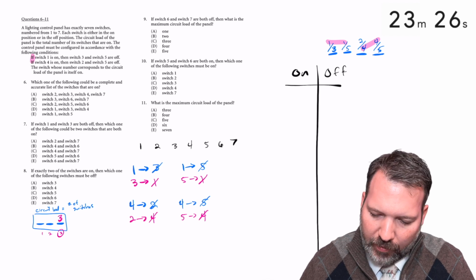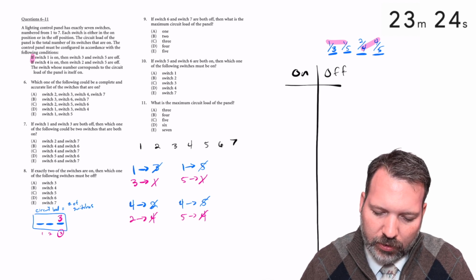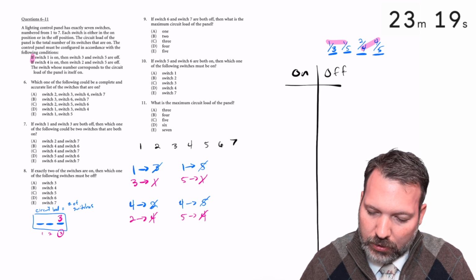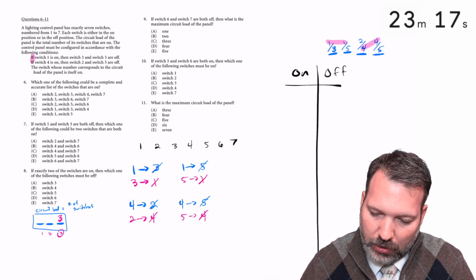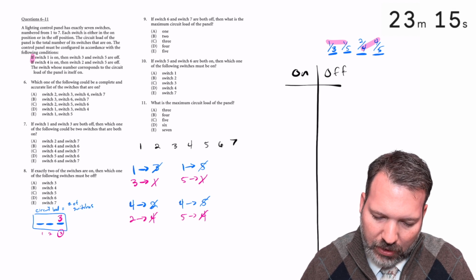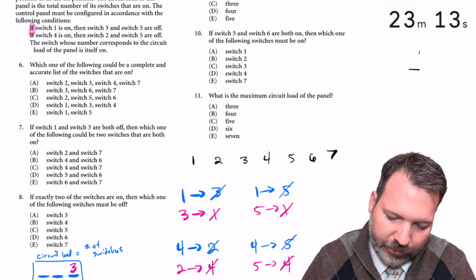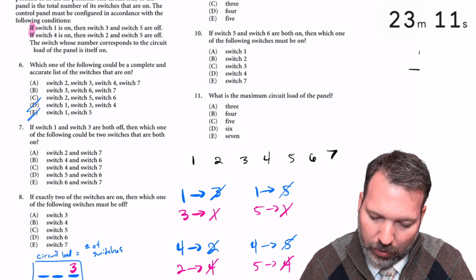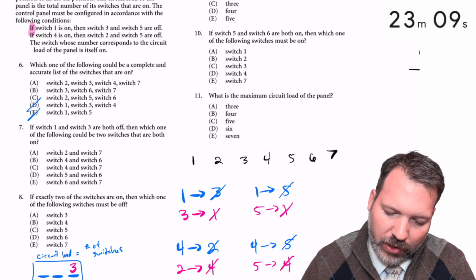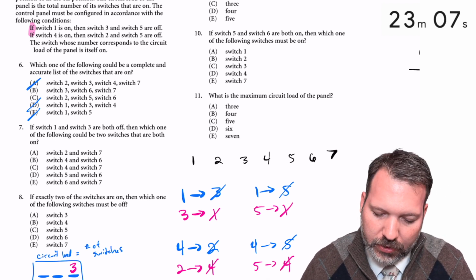Number 6, kind of a pick a clue style question. Which one of the following could be a complete and accurate list of the switches that are on? Okay, complete and accurate. Well, we know, for example, if 1 is on, 3 and 5 are off, so D and E are out right away. If 4 is on, 2 is supposed to be off, so A is out.